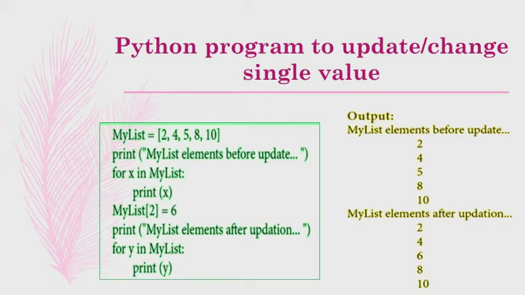So here first, my list elements before update: 2, 4, 5, 8, 10. See here which element is stored at index position 2: 5. You want to change this 5 to 6. So see my list elements after updation: 2, 4, 6. You can see here the value 5 is changed to 6. So this is the output.